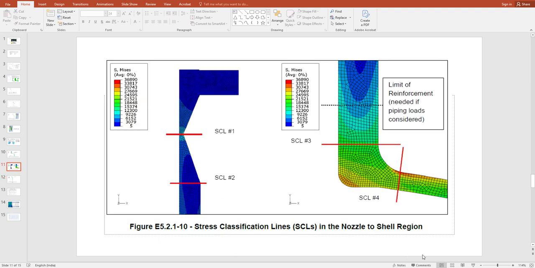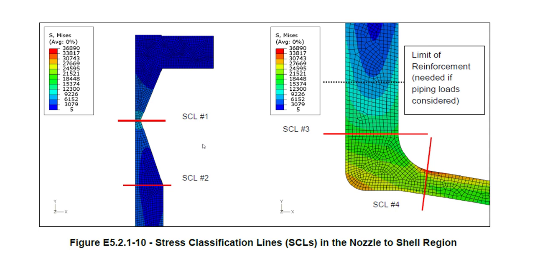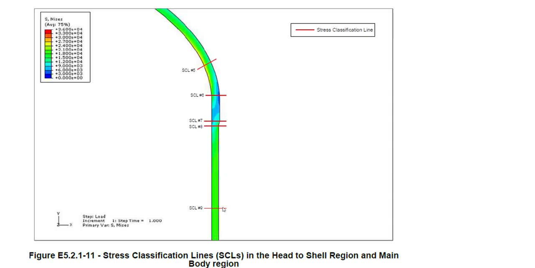So when the SCL is at a discontinuity, whatever primary stresses we are getting, we are treating them as local stresses and evaluating against the allowable stress criteria for local stress. And when the SCL is taken away from the discontinuity, we are taking it as a general stress and evaluating it against the corresponding criteria.